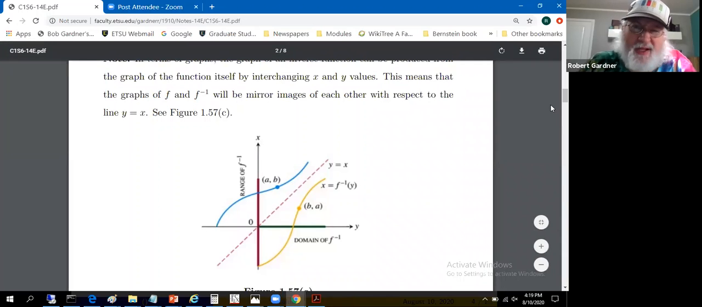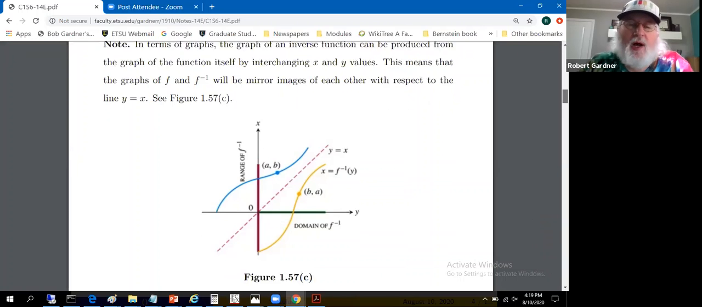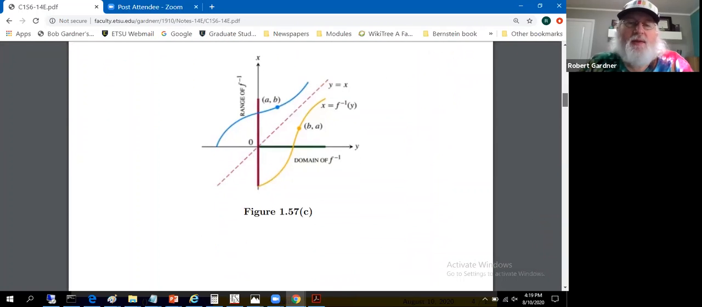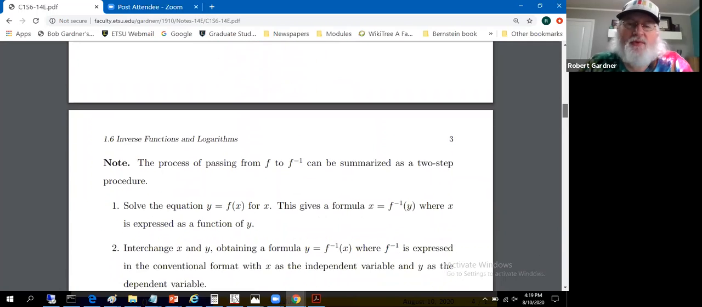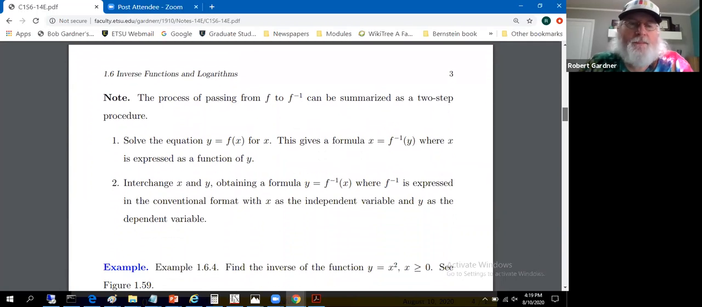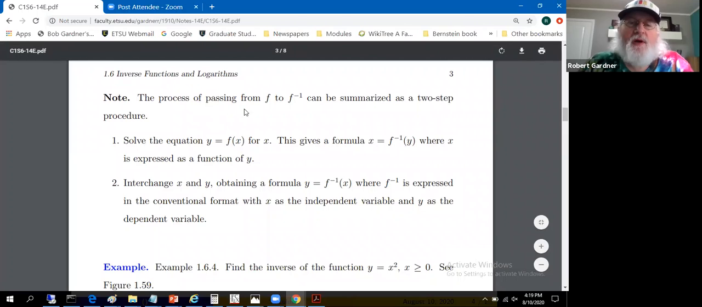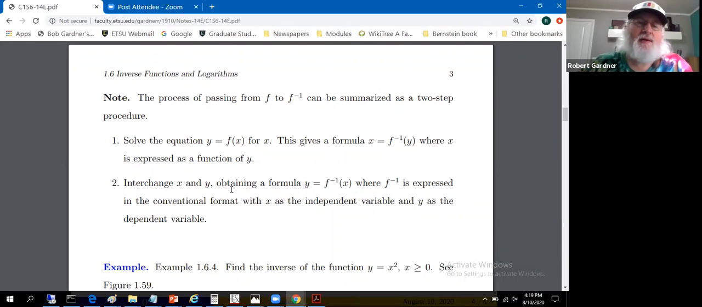So it's ultimately all about vertical line tests, but there's this interchanging of x and y when we look at inverse functions that makes horizontal lines become a thing of interest. The process of passing from f to f inverse can be summarized as follows. This is finding the inverse function algebraically, assuming we start with a one-to-one function.